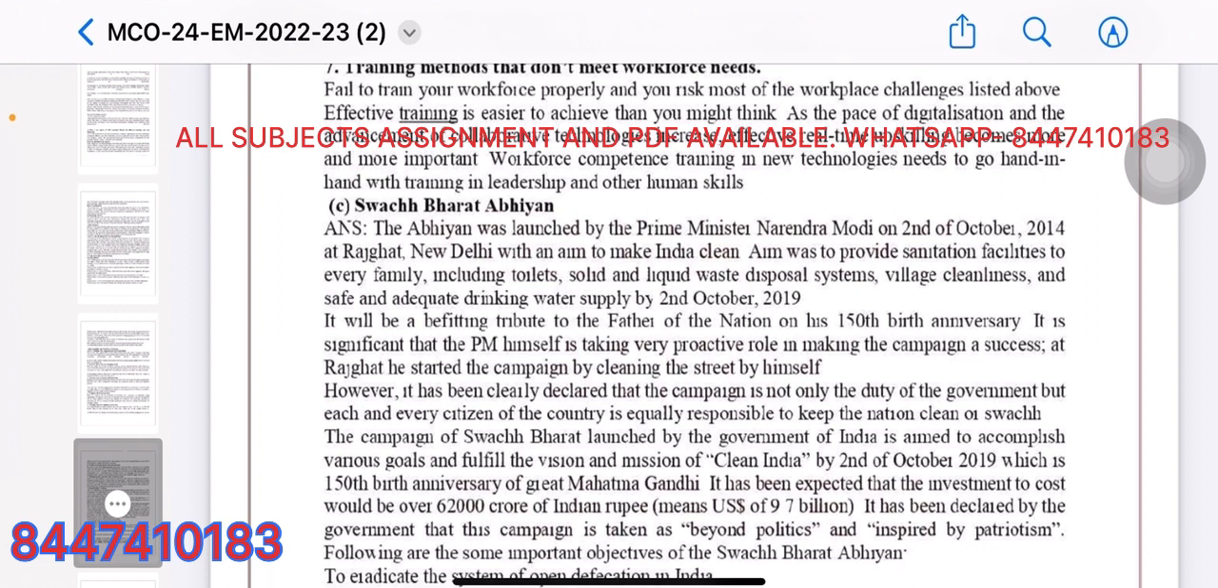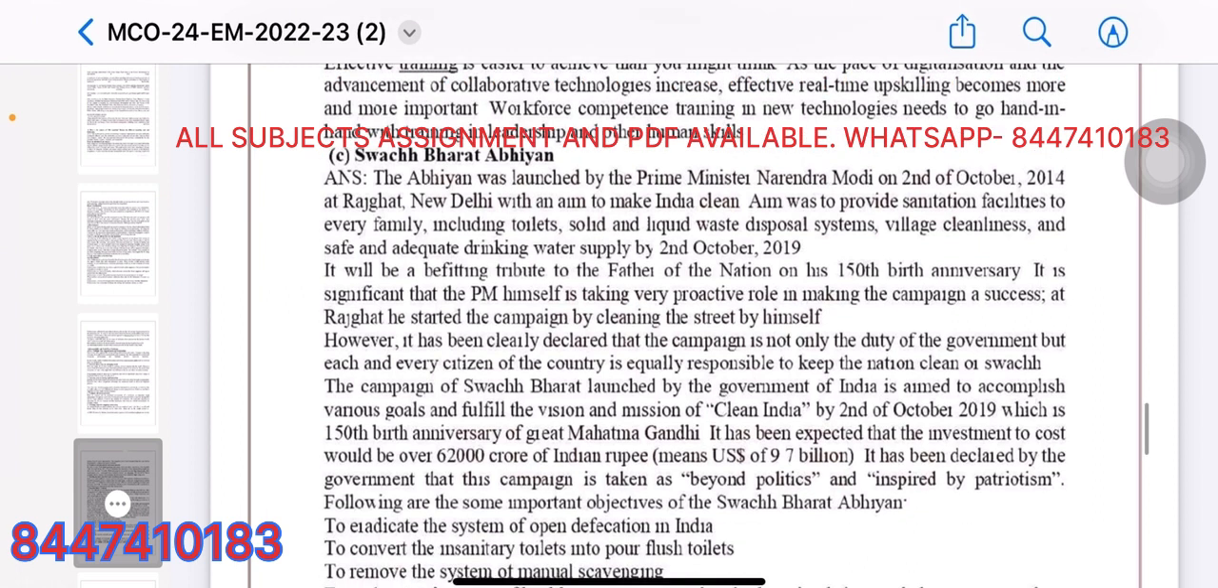However, it has been clearly declared that the campaign is not only the duty of the government, but each and every citizen of the country is equally responsible to keep the nation clean or swachh. The campaign of Swachh Bharat launched by the Government of India is aimed to accomplish various goals and fulfill the vision and mission of Clean India by 2nd of October 2019, which is the 150th birth anniversary of great Mahatma Gandhi.